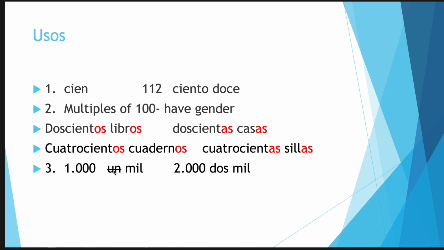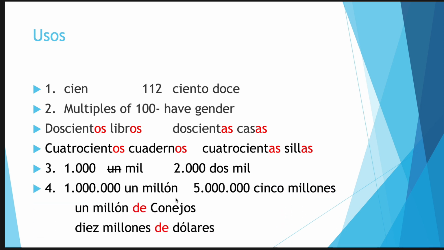Okay, remember that. 1,000 is not un mil. You just say mil. Okay, mil. 2,000, 3,000, 4,000, 5,000. Okay? Un millón. When you use anything million of something, you have to use de. 1,000,000 rabbits. So you say un millón de conejos. 10 millones de dólares. If you notice, we do that only with the million because with the 200, 300, 400, we don't have de, right? So 200 casas, you go straight into the noun.